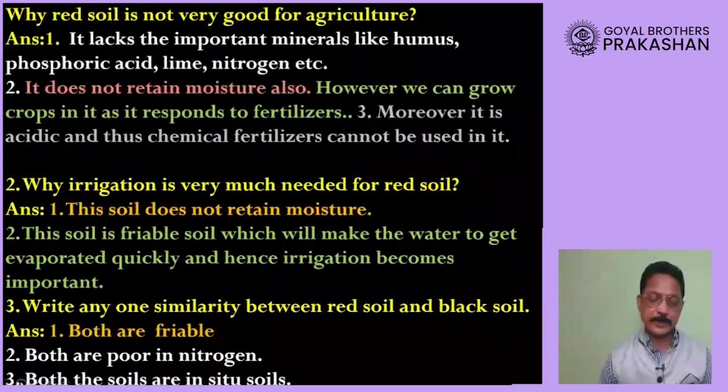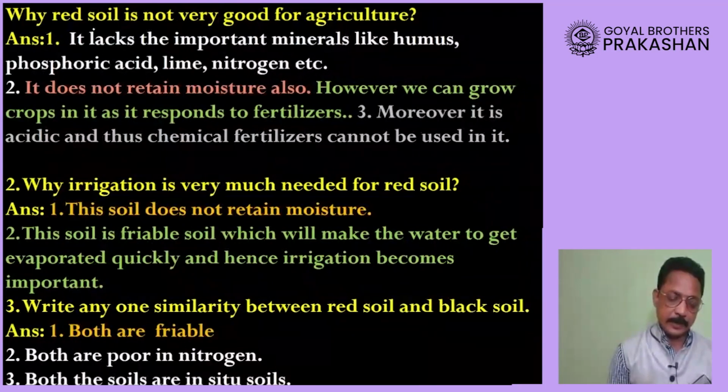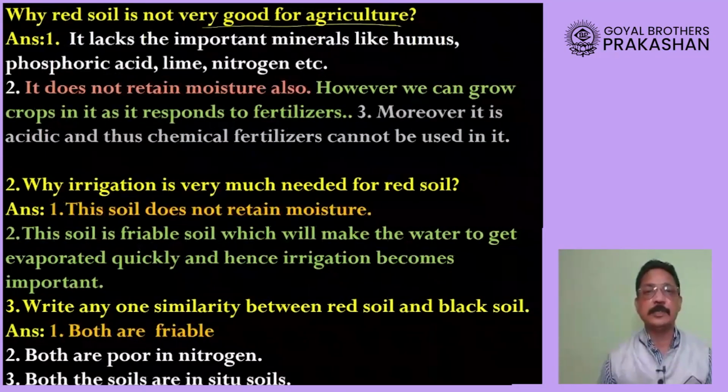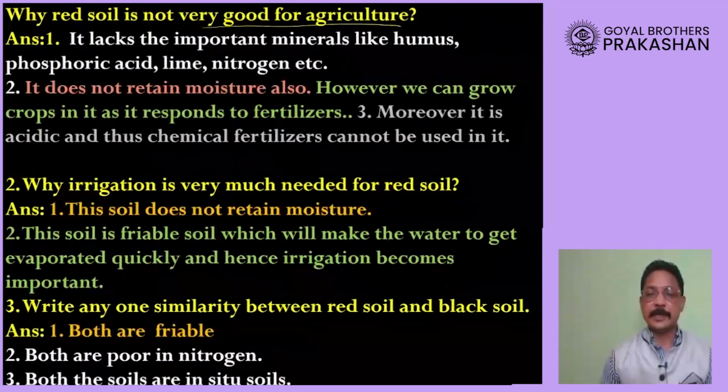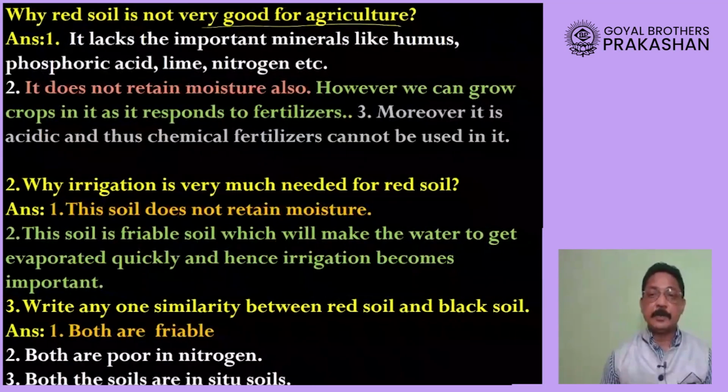Okay, we have seen why it is yellowish, because whenever water gets added. Sometimes they might ask you a question: why is this soil, red soil, not very good for agriculture? We have already seen this is not very good for agriculture because it lacks many minerals like nitrogen, phosphorus, humus and lime. Okay, then this soil is also not able to retain much of the moisture, and it is also acidic in nature, so that's why it is not very good.